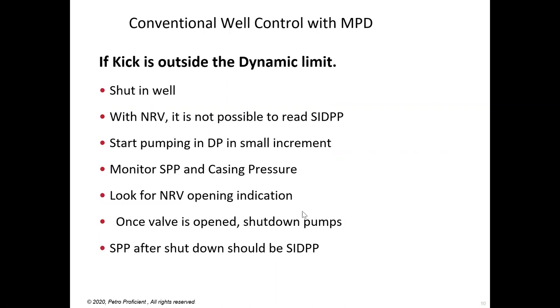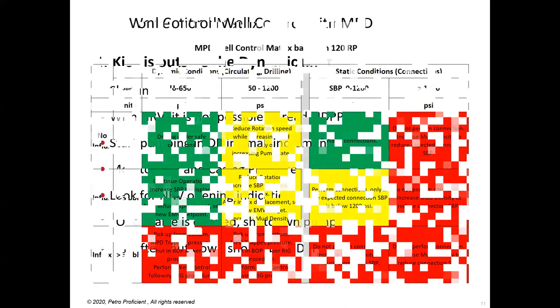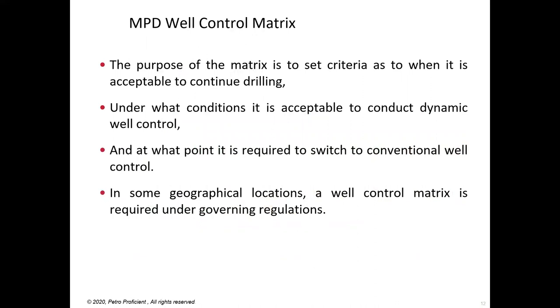There is a procedure for recording shut-in drill pipe pressure when you have an NRV in the string. I would suggest you guys refer to that. This procedure talks about that, and it is usually taught in the well control school. When you have an NRV in the string, you can record your shut-in casing pressure, but not the shut-in drill pipe pressure. And this is again the same schematic of the well control matrix repeating here. Either it is the influx management envelope or the well control matrix, it just sets the guidelines.